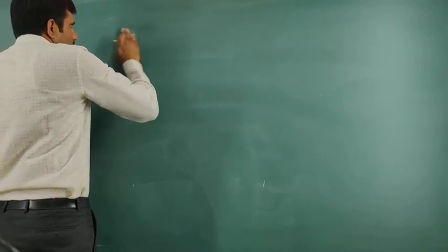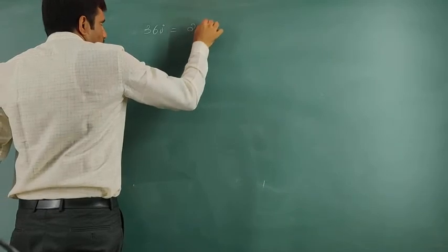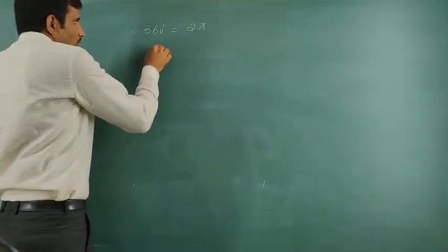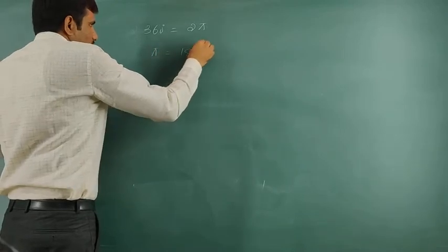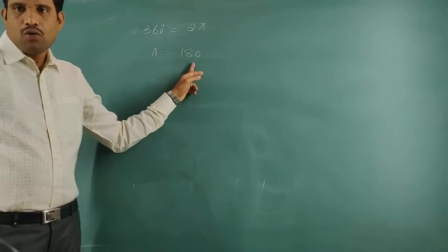That one complete rotation, we already know, is 360 degrees. In degrees, that is equal to 2 pi radians. What is the value of pi? Pi radians is nothing but 180 degrees. So this is in radians and this is in degrees.